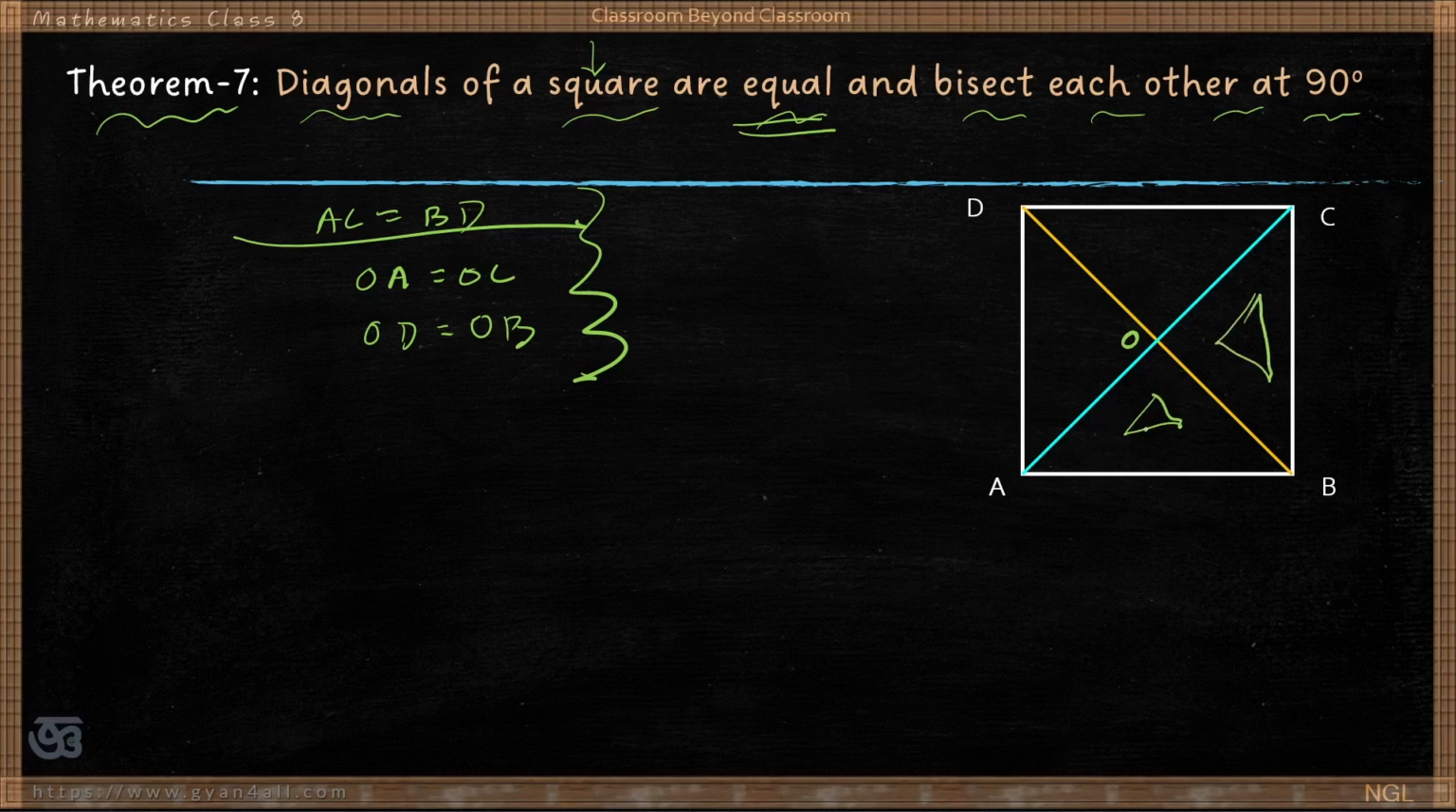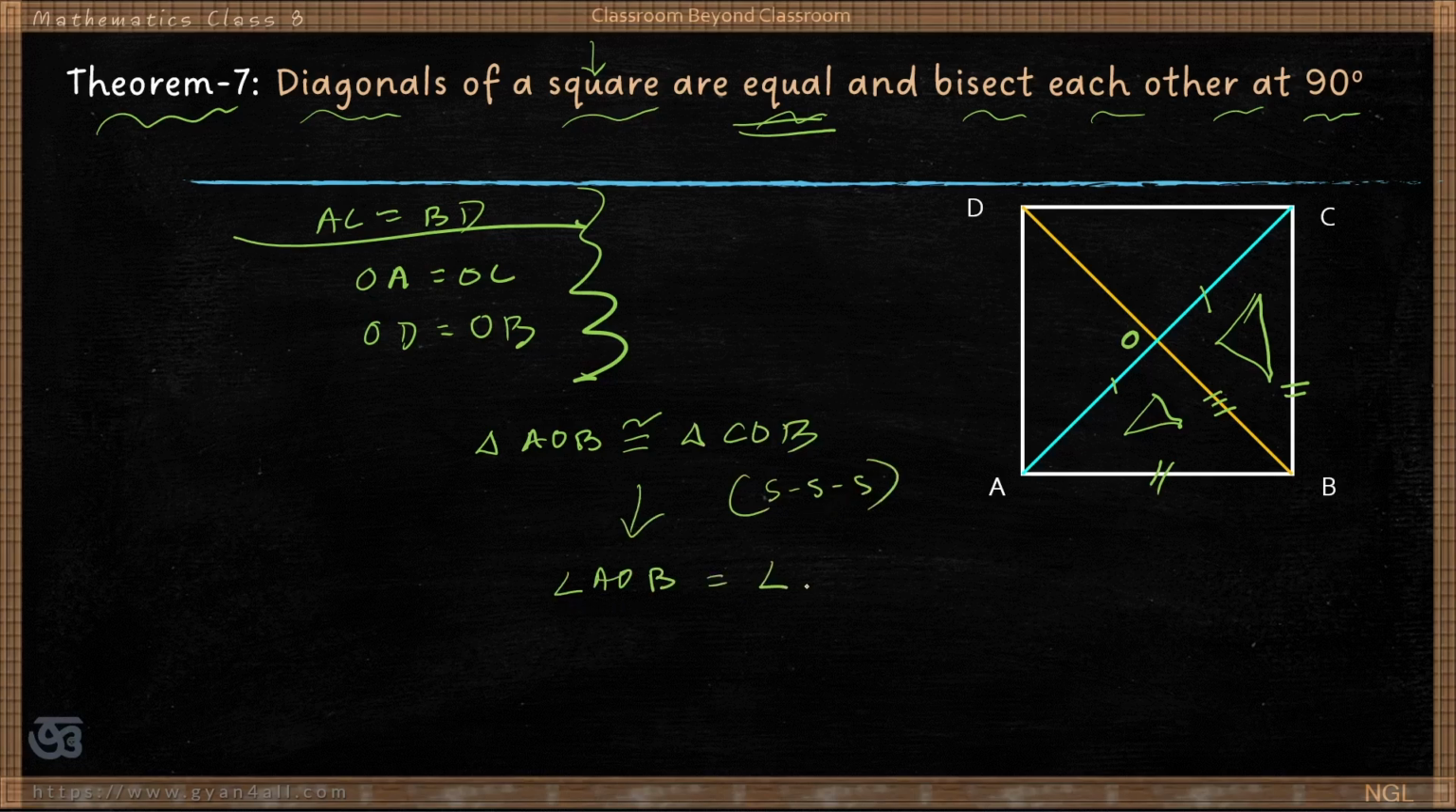In this triangle you see this side is equal to this because they bisect, and this side is equal to this. These are the sides of a square and this side is the common side. Triangle AOB is congruent to triangle COB. It is side, side, side congruence.